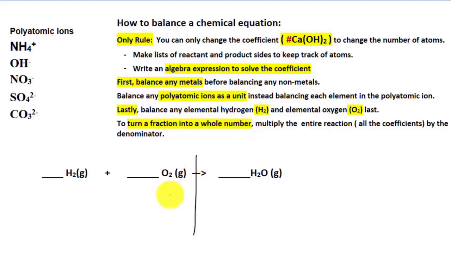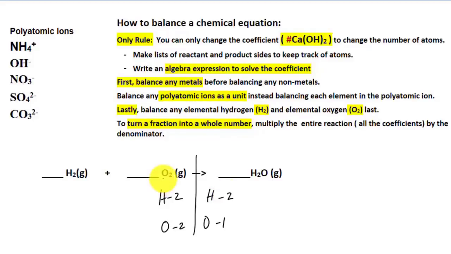So again, the same thing, make a list. We have H and O, and over here we have H and O, based on the law of conservation of matter. And over here we have 2 hydrogen and 2 oxygen. Over here we have 2 hydrogen and 1 oxygen. In this case, we have elemental hydrogen and elemental oxygen. But the hydrogen is already balanced, so we have to look at the oxygen.